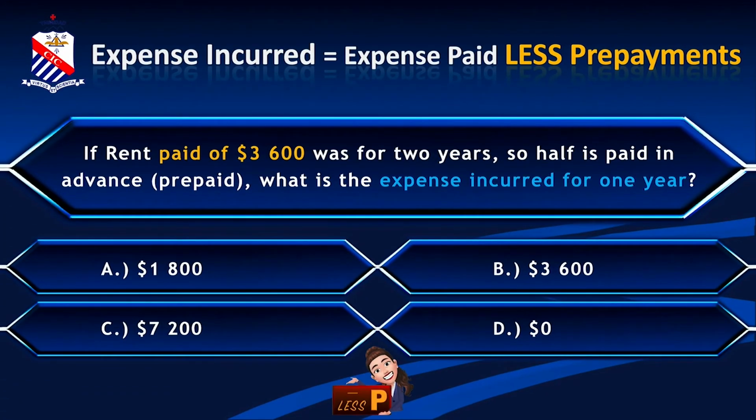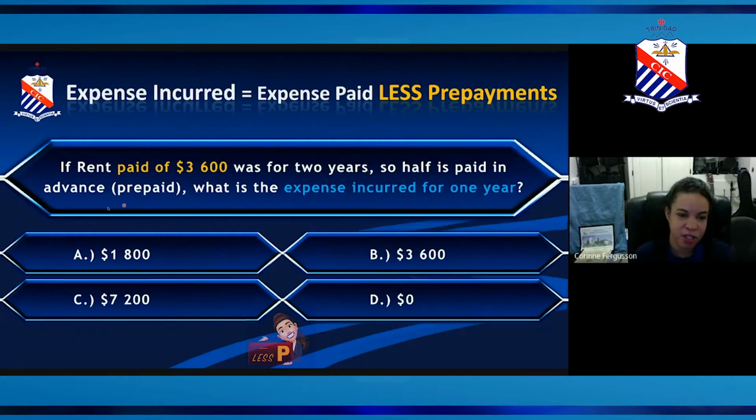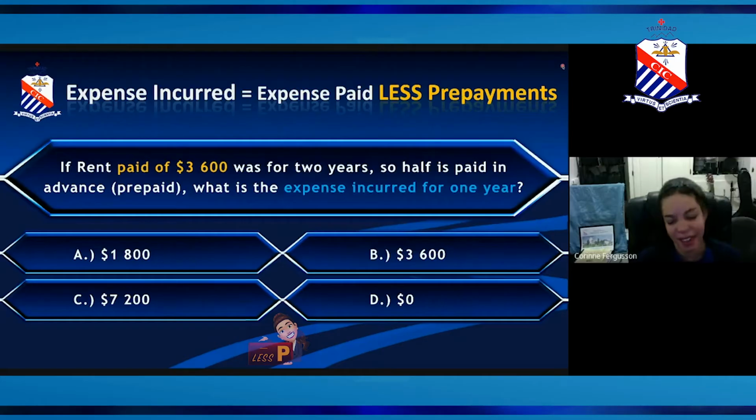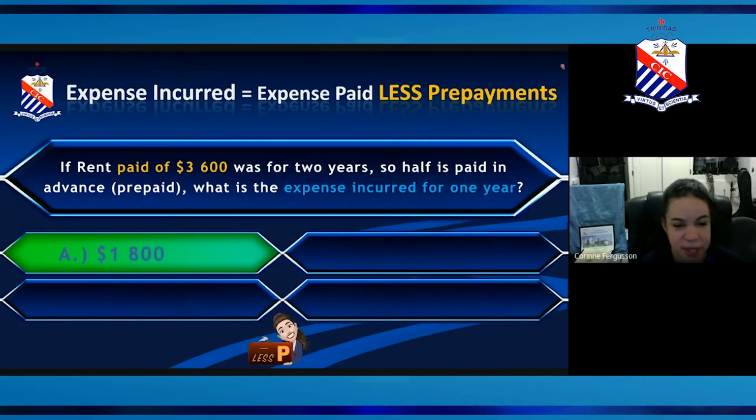Oh, all right. So the rent paid of 3,600 was for 2 years. So half of this is a prepayment, which is the amount that will go into the income statement. I want somebody to answer this one for me. 1,800. Yeah, there you go. Excellent. And I will see from the video who that very confident person was.